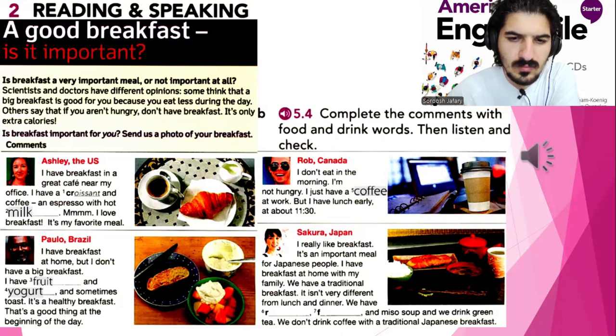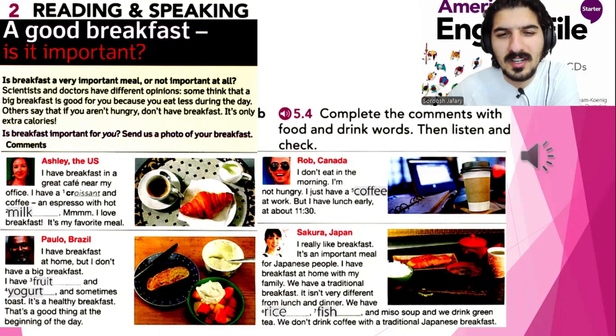Sakura, Japan. I really like breakfast. It's an important meal for Japanese people. I have breakfast at home with my family. We have a traditional breakfast. It isn't very different from lunch and dinner. We have rice, fish, and miso soup, and we drink green tea. We don't drink coffee with a traditional Japanese breakfast.